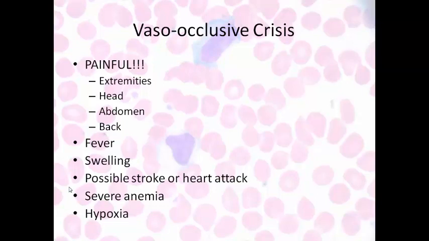And of course, remember, it's the deoxygenation of these molecules that causes the problem in the first place. So then we have more sickling. So sickling just piles on top of itself, leading to severe anemia, since most of the red blood cells in the body are now no longer working. And of course, very low oxygen levels as well.